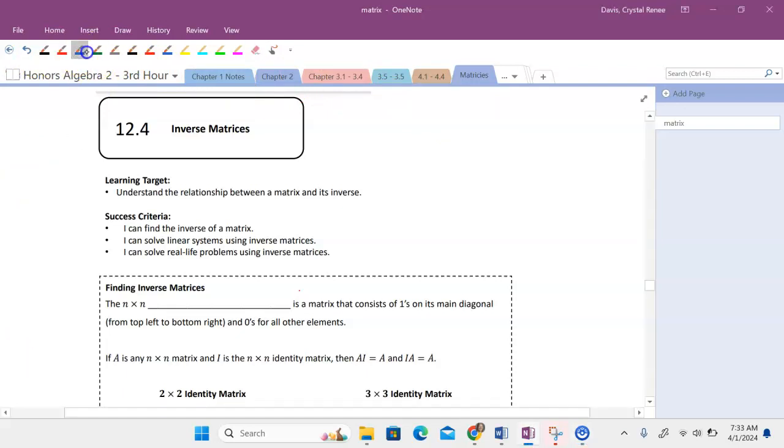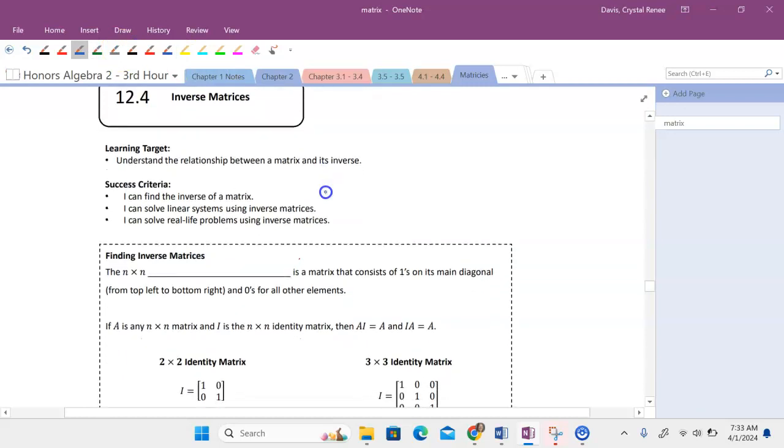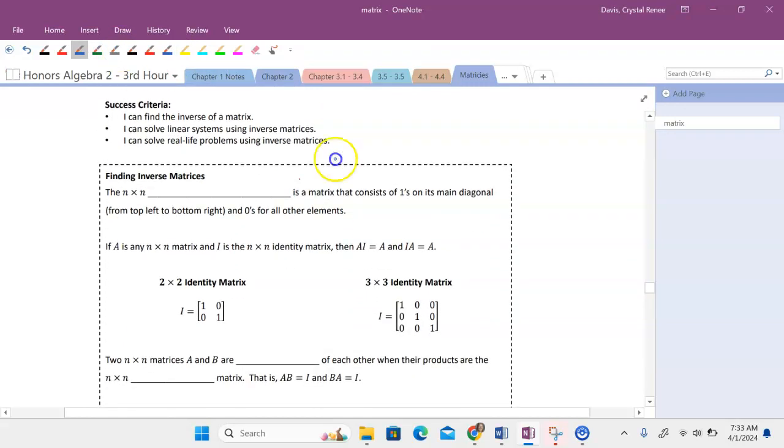All right, guys, so this is the video for 12.4, and in 12.4, we're going to talk about the inverse matrix. Okay, so to define it, the n by n inverse matrix is a matrix that consists of ones on its main diagonal and zeros for all other elements. So there's a couple things here. First of all, it's an n by n. So the number of rows has to be the same as the number of columns. So it's going to be a square matrix.